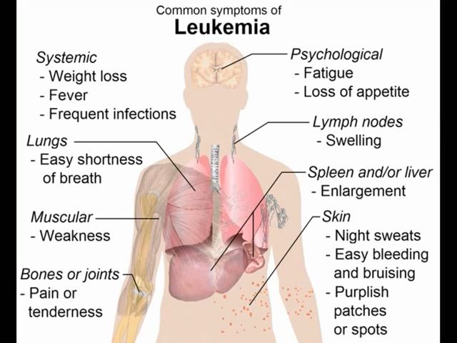Those are systemic things listed on your diagram here. Shortness of breath, possibly muscle weakness, bone and joint pain and tenderness, psychological fatigue, lymph node swelling because we're getting all those white blood cells collecting inside those lymph nodes and starting to make them swell, enlargement of the liver and spleen for the same reason, and lots of other symptoms on the skin. So this is just kind of an overview of some of the symptoms you may see in patients who have leukemia.